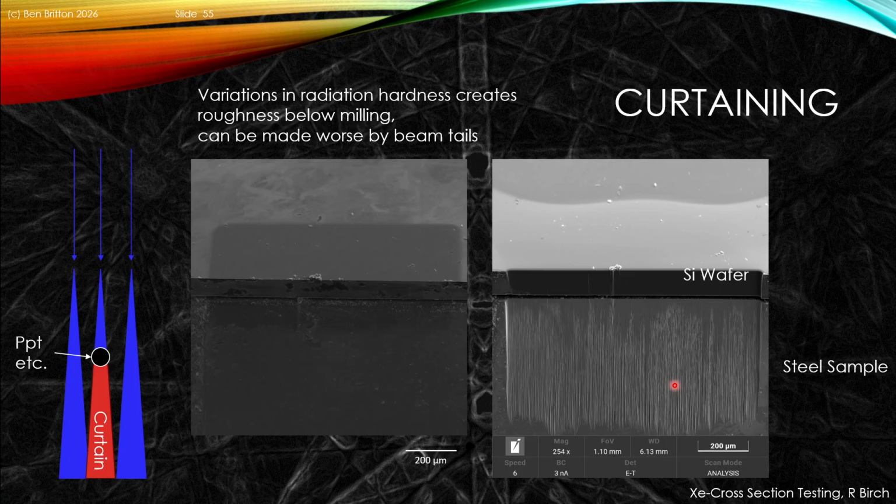There are ways, as we'll see a bit later, to improve and reduce the impact of curtains on the analysis that we look at. Do bear in mind this is a relatively large field of view that we're looking at. This is a 1.1 millimeter cross area. So depending on what you're looking at, these curtains may or may not be important for your application.